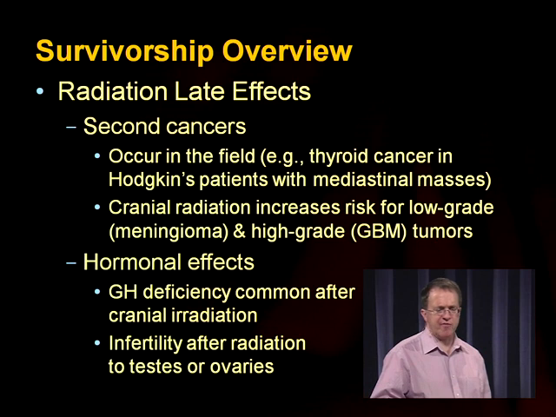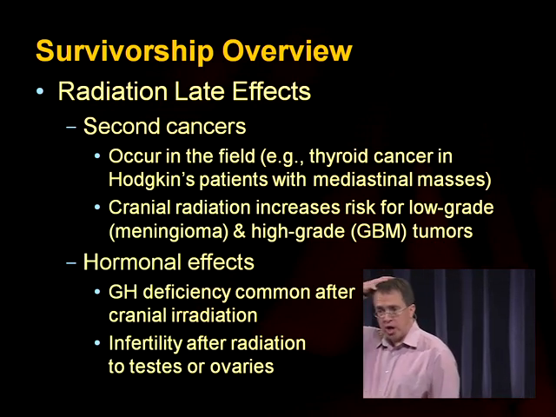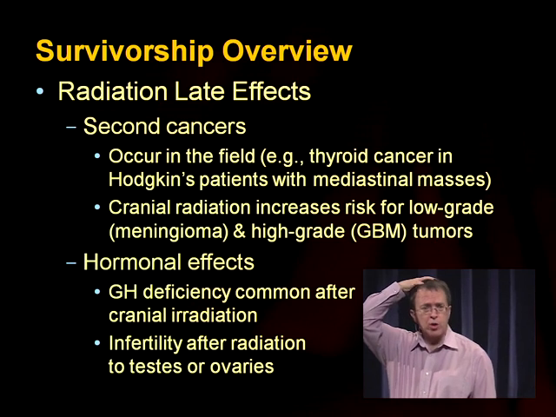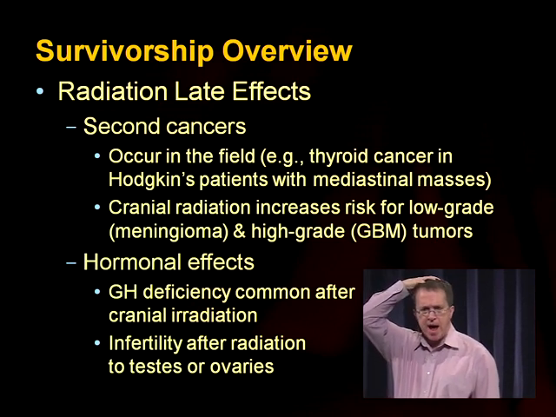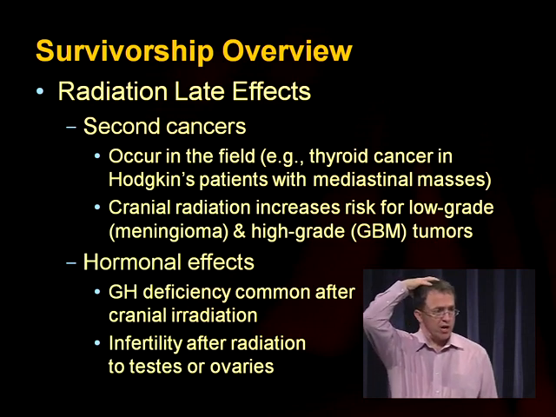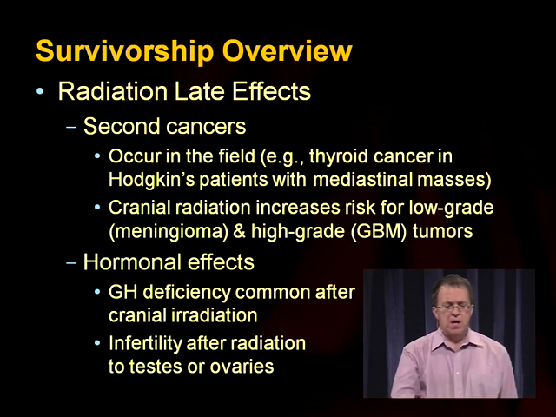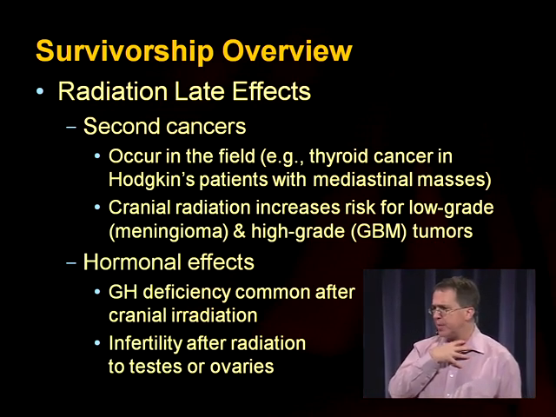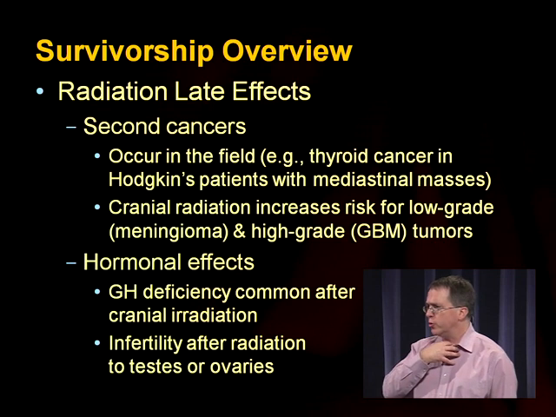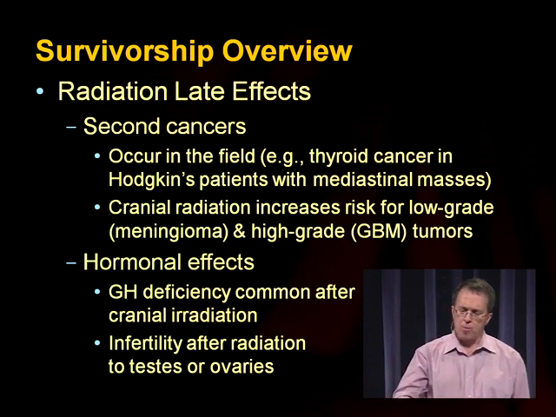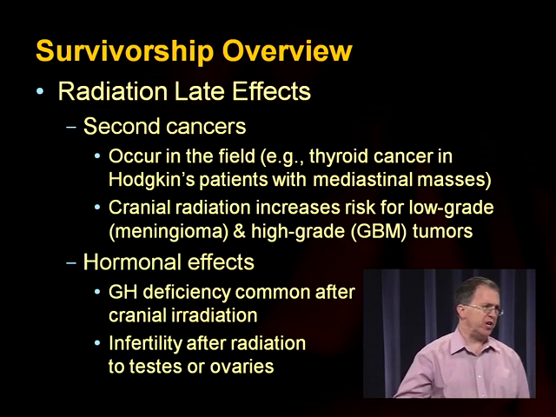So radiation late effects can include second cancers. They typically occur where the radiation was. So our little ALL boy who got craniospinal, or little girl, excuse me, the first question, and then had the morning vomiting, and we did our MRI, that's because she had radiation here, and she got her cancer here. Thyroid cancer in a Hodgkin's patient, because that field is going to include the thyroid. Hormonal effects, growth hormone deficiency after cranial irradiation, infertility if you radiate the testes or the ovaries.